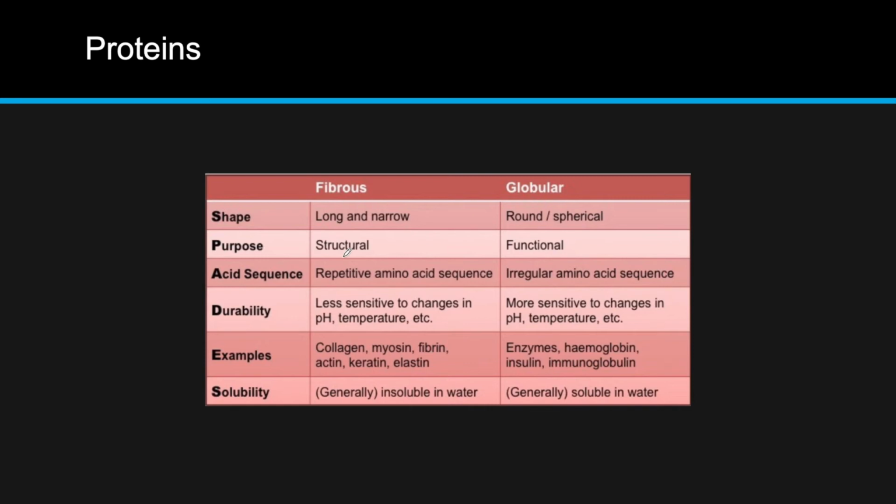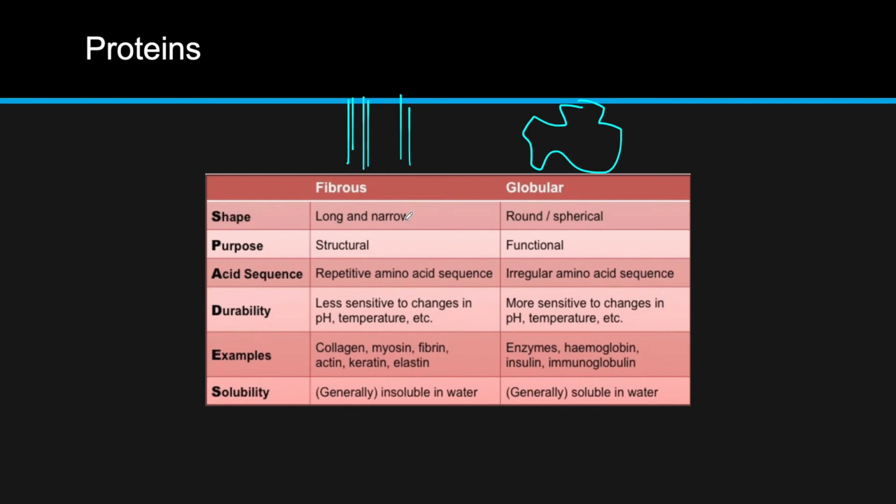There are two main kinds of quaternary structures. We have fibrous, which is long and narrow, think spider silk, and we have globular, like hemoglobin, which is roundish. So fibrous proteins are long and narrow, and globular proteins are round and spherical. You need to know some of the differences between them.